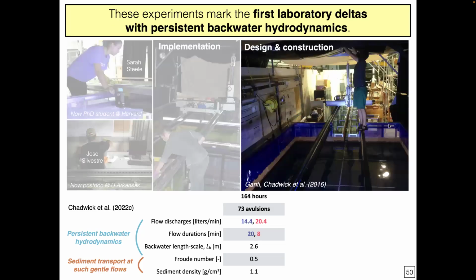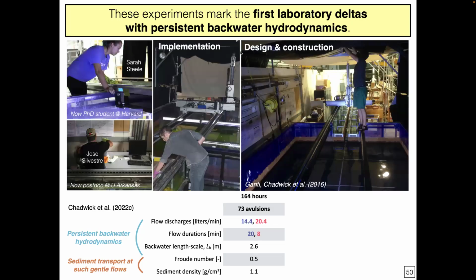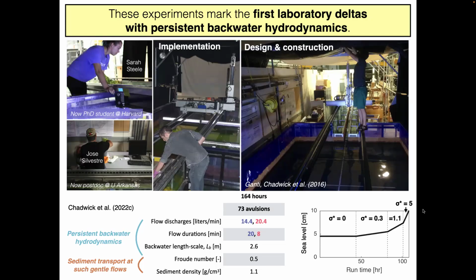And I just want to mention that this was a big effort, both in terms of the design and the construction of these experiments, as well as the implementation. So I want to give a shout out to my team members here, Jose and Sarah, who were really instrumental to getting these experiments done. In the next couple of slides, I'm going to show you some results from these experiments where we systematically varied the sea level rise rate over time, basically gradually ramping it up to target these different regimes that we think are important from the model.